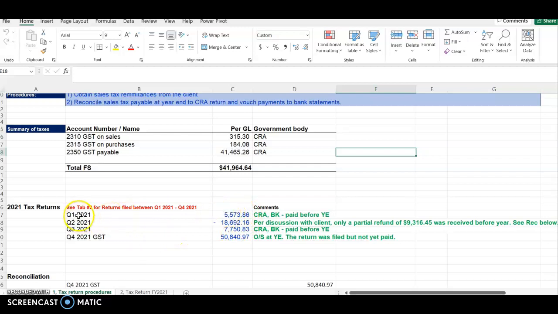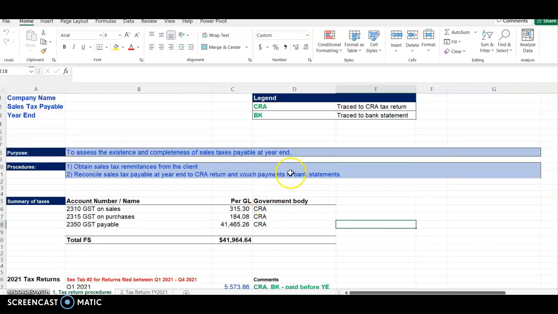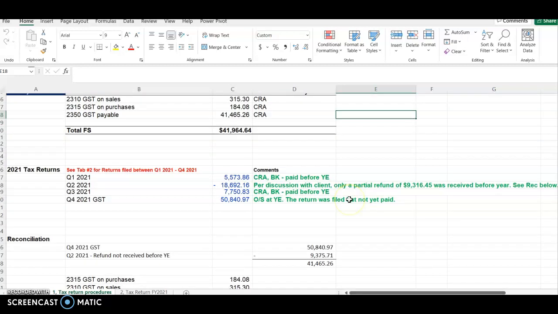So when we look at the sales tax return for quarter 1, this was the amount that was there. And you can see these are my audit procedures right here. And in my comments, I put CRA, and you can see the legend here. CRA means I have traced to the CRA tax return, okay. That means I have traced to the tax remittance. And BK means I have traced to the bank statement, okay.